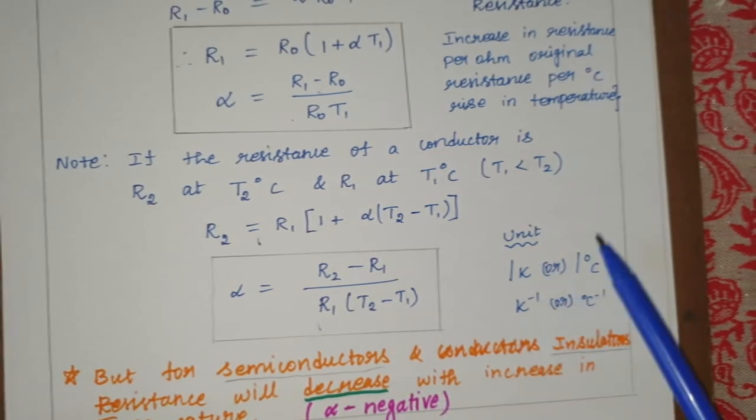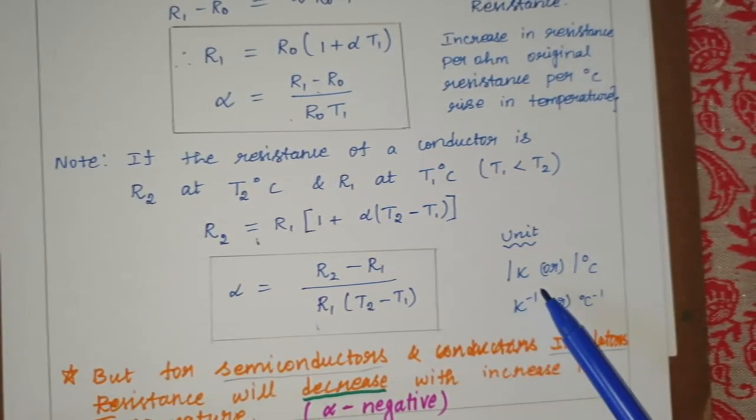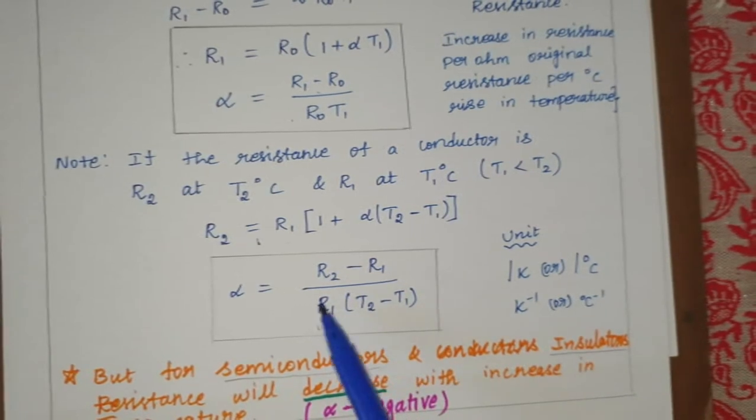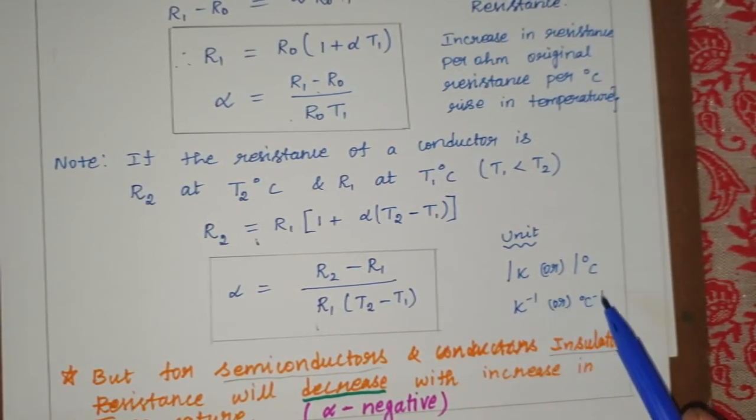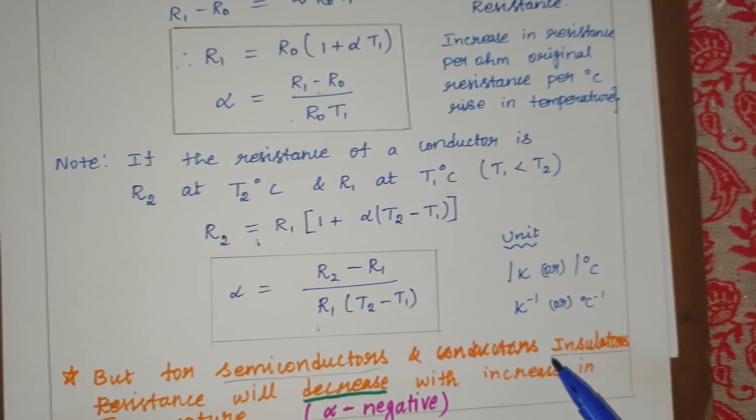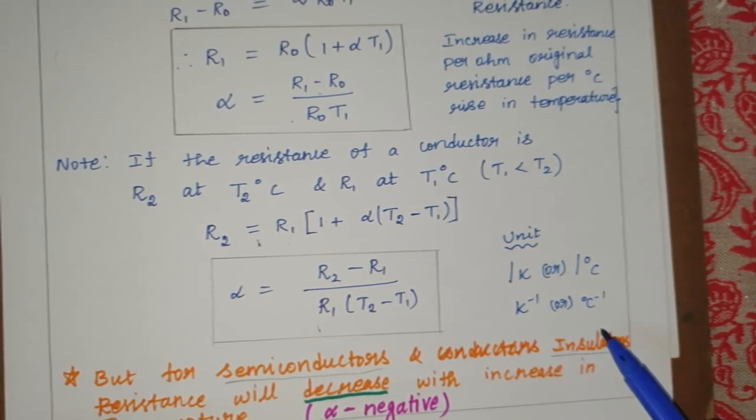The unit, if you take, is nothing but per Kelvin or per degree Celsius, because the resistance unit will be cancelled, ohm and ohm will be cancelled out. You will get per Kelvin or per degree Celsius. That is equal to Kelvin inverse, or we can write it as degree Celsius inverse.